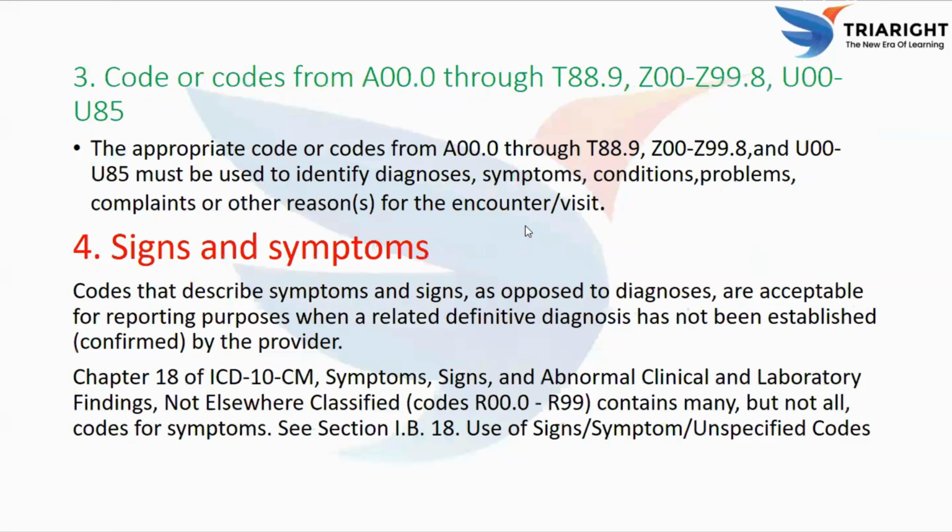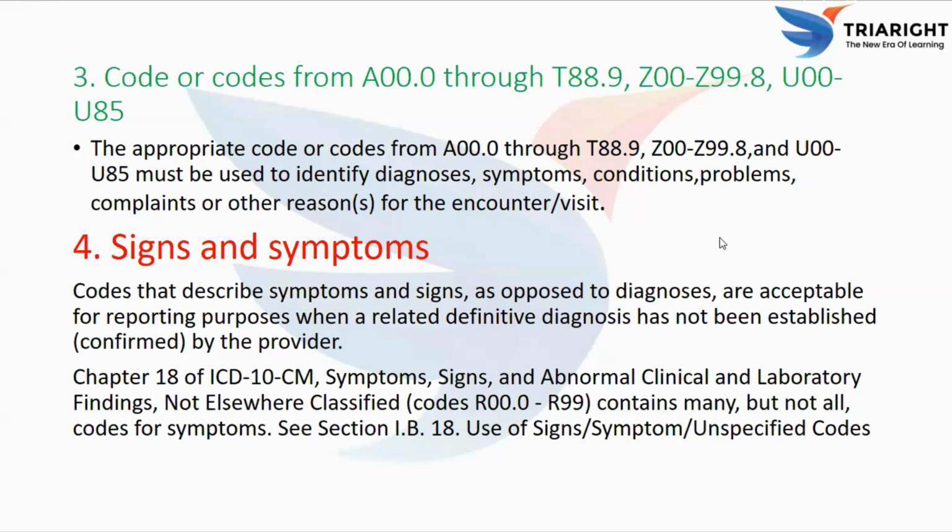And coming to the third step. Code or codes from A00.0 through U85. What does it mean? These are the main ranges of ICD-10 codes. They are used to record all the possible reasons for a patient's medical visit, such as diagnosis, symptoms, conditions, problems, complaints, for the encounter or visit.